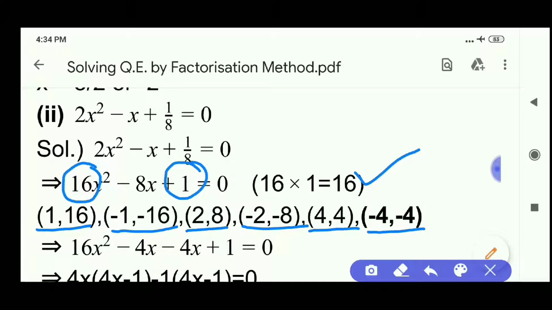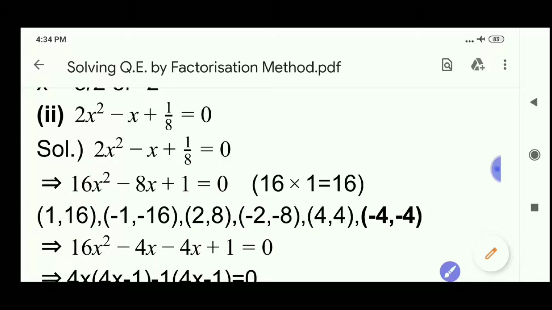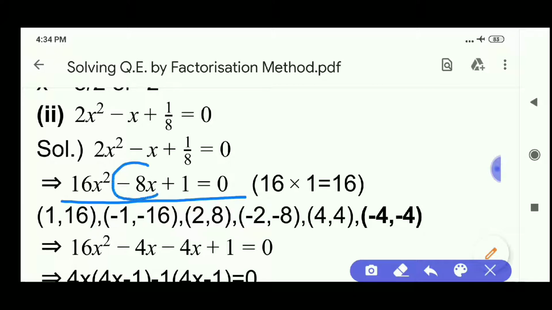Now select that factor whose sum is the x coefficient. What is the x coefficient here? Look, this one. The x coefficient is minus 8. So, minus 4, minus 4, we have to select because minus 4 plus minus 4 is minus 8. Now, split x term as minus 4x minus 4x. So, the quadratic equation became 16x square minus 4x minus 4x plus 1 is equal to 0.